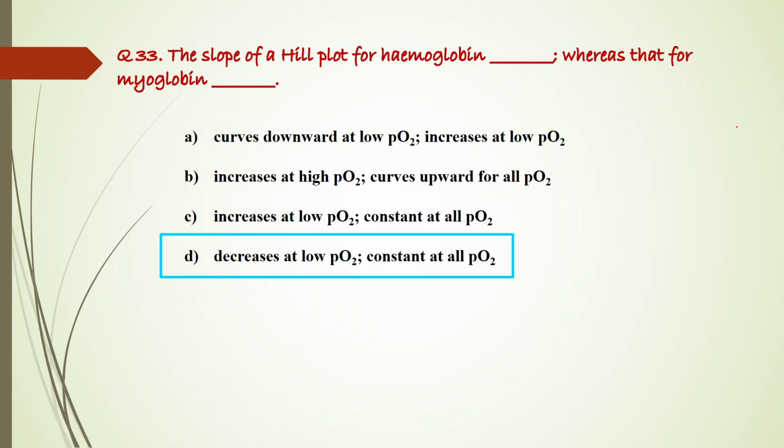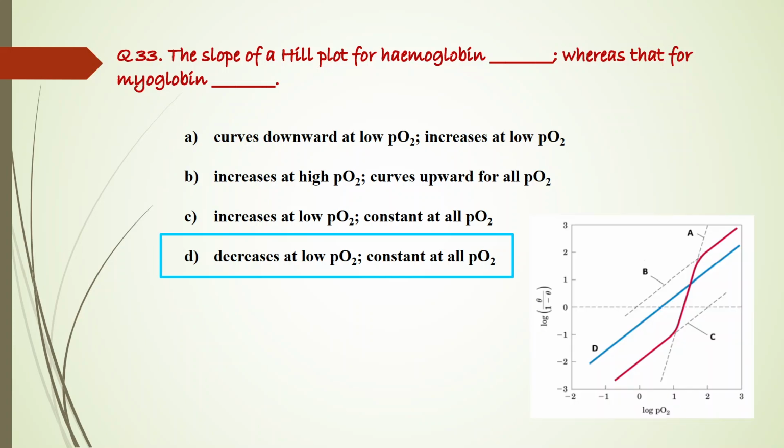Okay, we already have seen this. The slope of a Hill plot for hemoglobin does what, and what does it do for myoglobin? So this is your Hill plot here. We already know that this blue one is myoglobin, where the slope stays constant for all partial pressure.